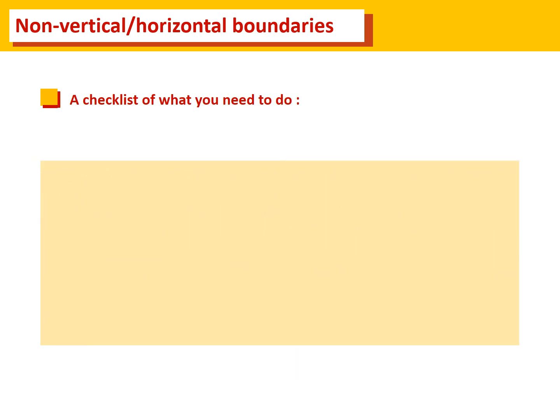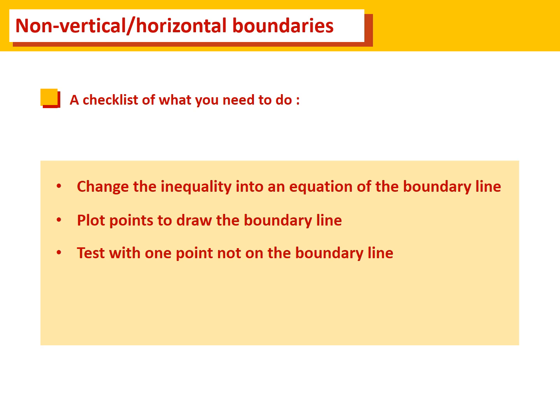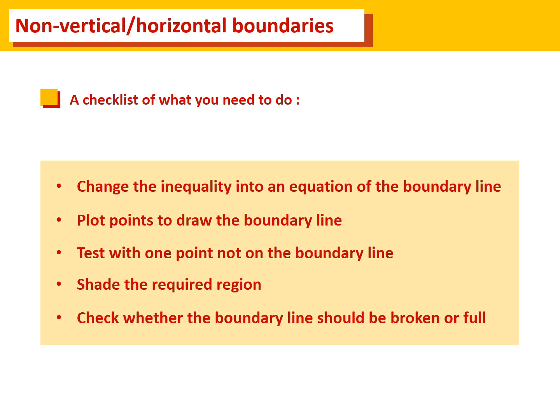So here's a checklist of what you need to do. Change the inequality into an equation for the boundary line. Plot points to draw the boundary line, test with one point not on the boundary line, shade the region required, and then finally check whether the boundary line should be broken or full.